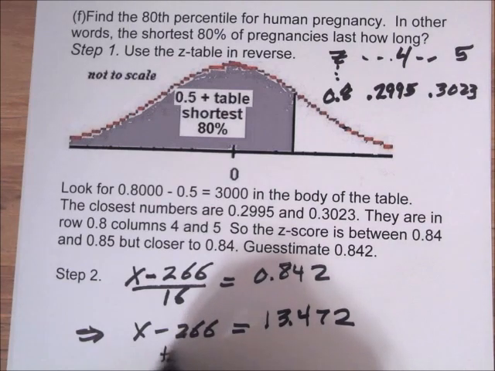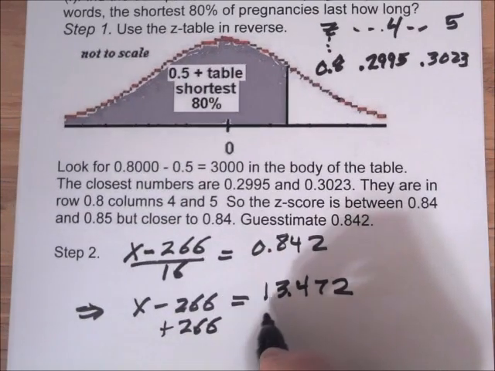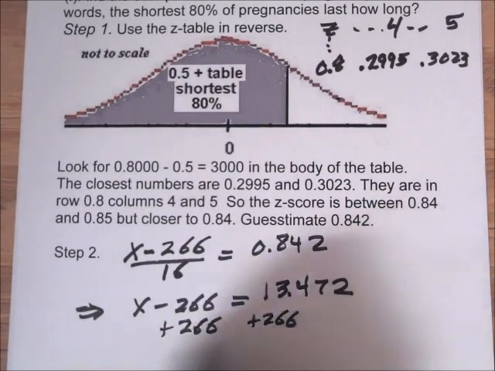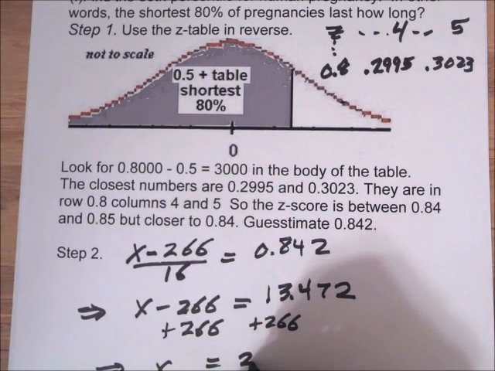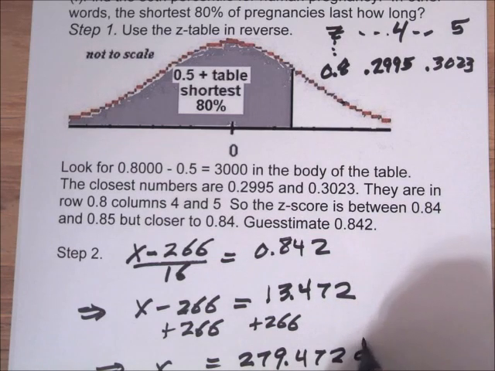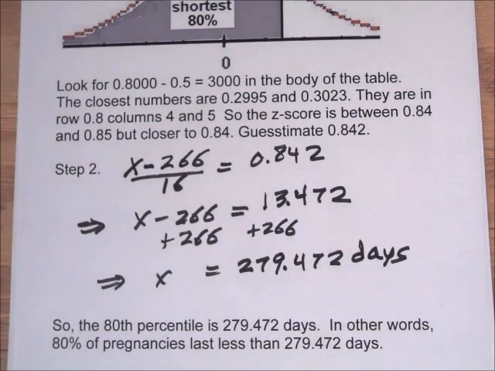And then add 266 to both sides of the equal sign. So we get x is equal to 279.472 days. So the 80th percentile is 279.472 days. So that's 80% of the pregnancies last less than that number of days. And that concludes this presentation.